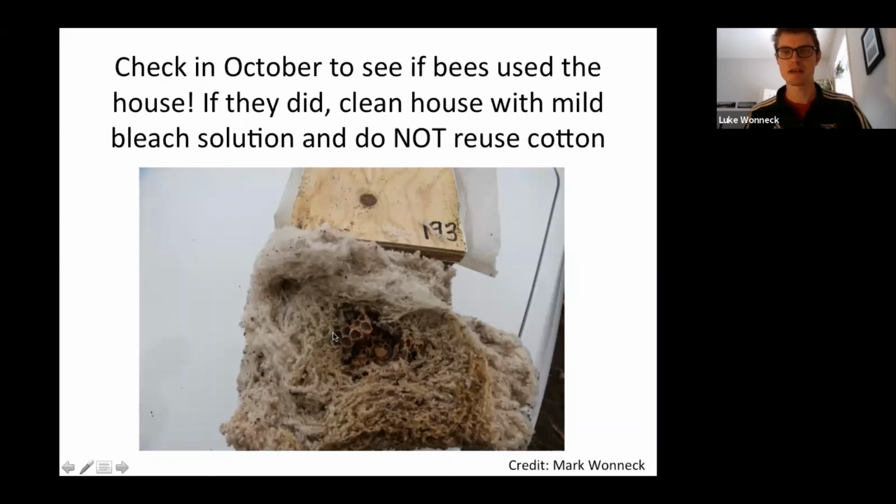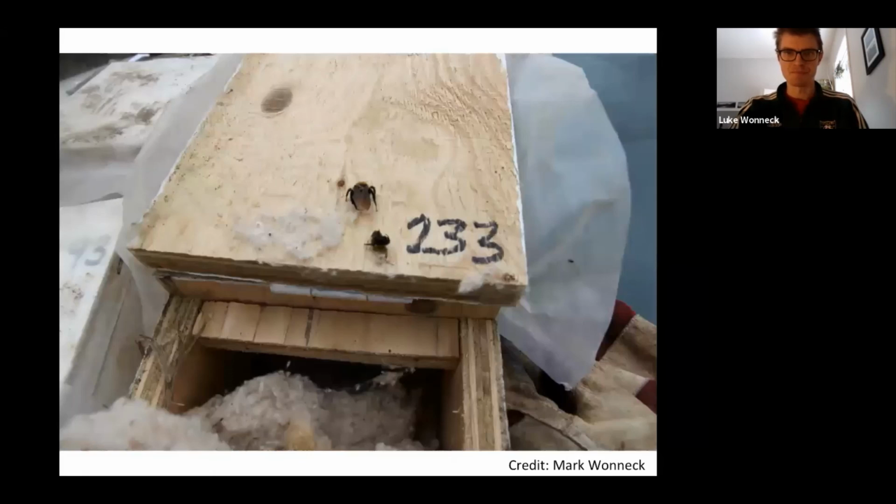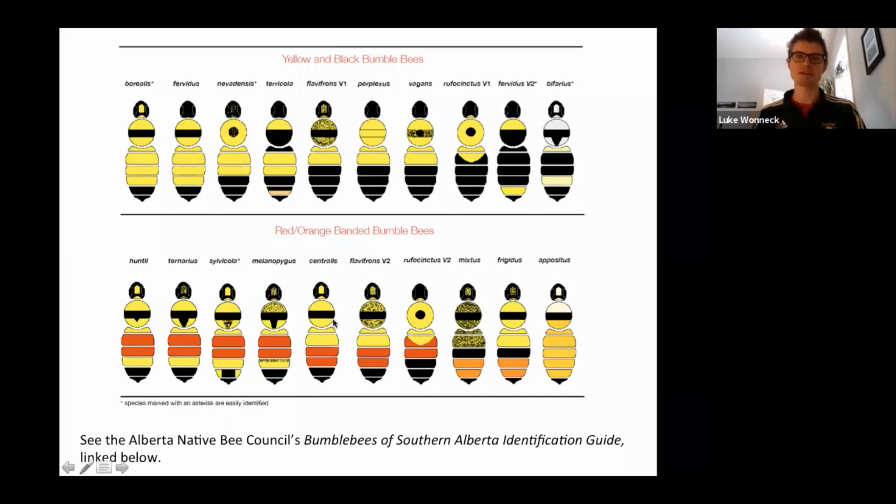And if they did use the house, then you just have to clean it out with a mild bleach solution, so that no diseases transfer to the next year, and make sure you don't reuse the cotton. Don't allow the cotton to be used. This is just a one-time use sort of thing if you have it colonized. And then you may be lucky enough to find some dead bumblebees in there, bumblebees that were there during the season and then died in the fall. And if you do that, you may be able to identify what bumblebees those are.